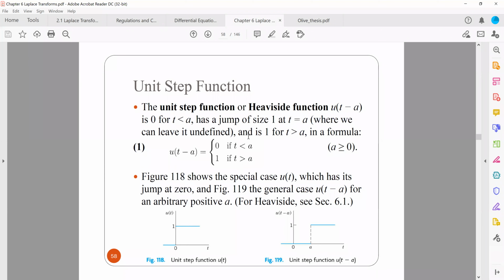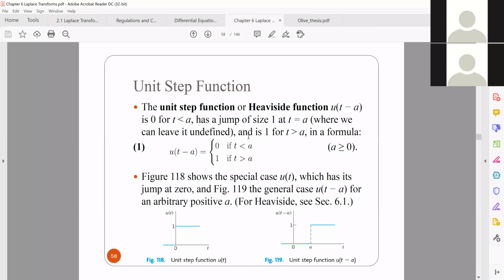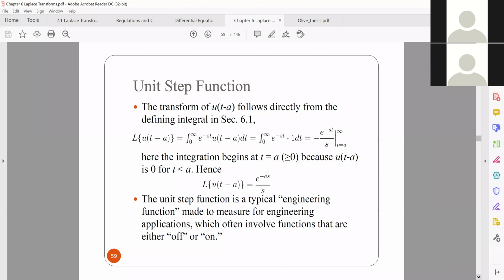Anyway, this is how it's presented. This is what it looks like. The minus a usually represents some kind of delay. If a equals 0, then it will be at 0, like figure 118. If a is any number greater than 0, then the step shifts to the right. And because a is always greater than 0, it's always going to be a shift to the right. Don't expect it to shift to the left, for the applications we'll look at anyway.